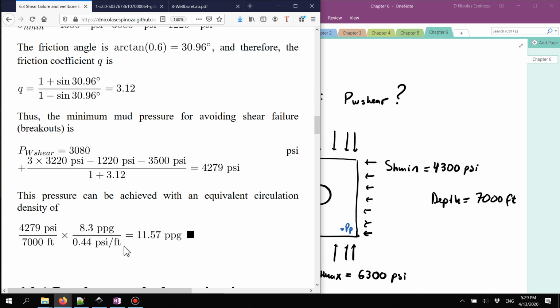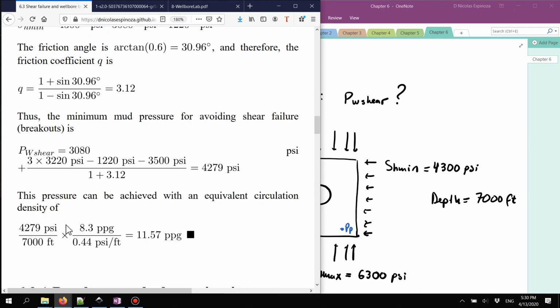So once I do that, these units are going to cancel out, psi per foot. I'm just going to have the value in pounds per gallon. So notice that this number is going to be less than 1, but it's going to be bigger than 0.44.